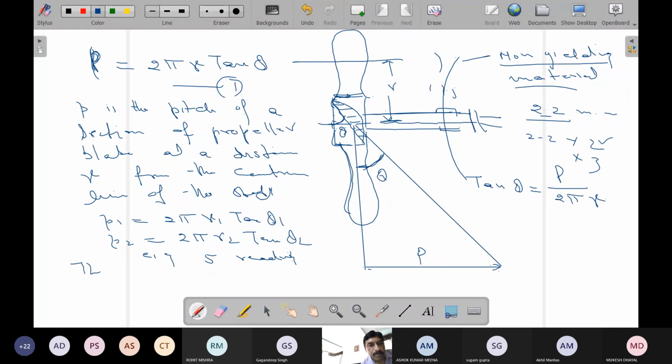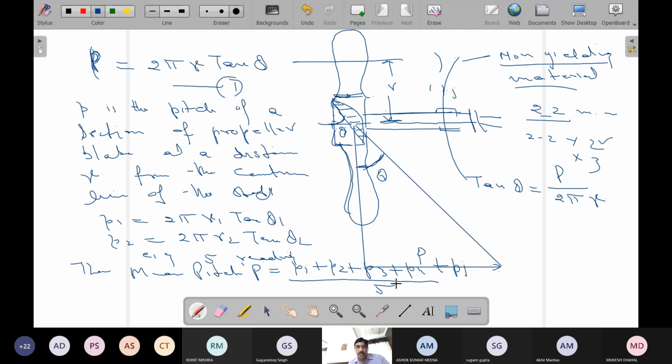Then mean pitch, capital P, is equal to p1 plus p2 plus p3 plus p4 plus p5 divided by 5. Okay? That is mean pitch. This is what is quoted. Now we are taking 5.